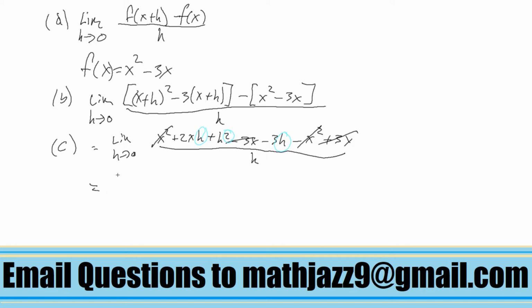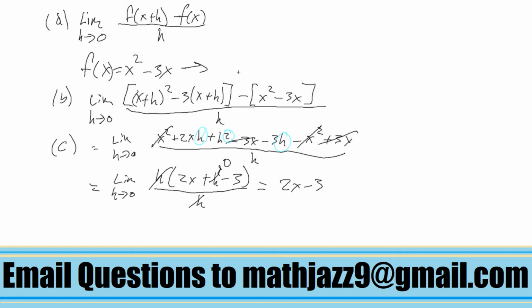So that gives us the limit as h goes to 0 of h times 2x plus h minus 3, all over h. These h's will cancel. And now as h goes to 0, that goes to 0, we get 2x minus 3. Which, if we use the power rule, is exactly what we should get, 2x minus 3. So we have written the definition of the derivative, plugged the function into it, and computed the derivative.